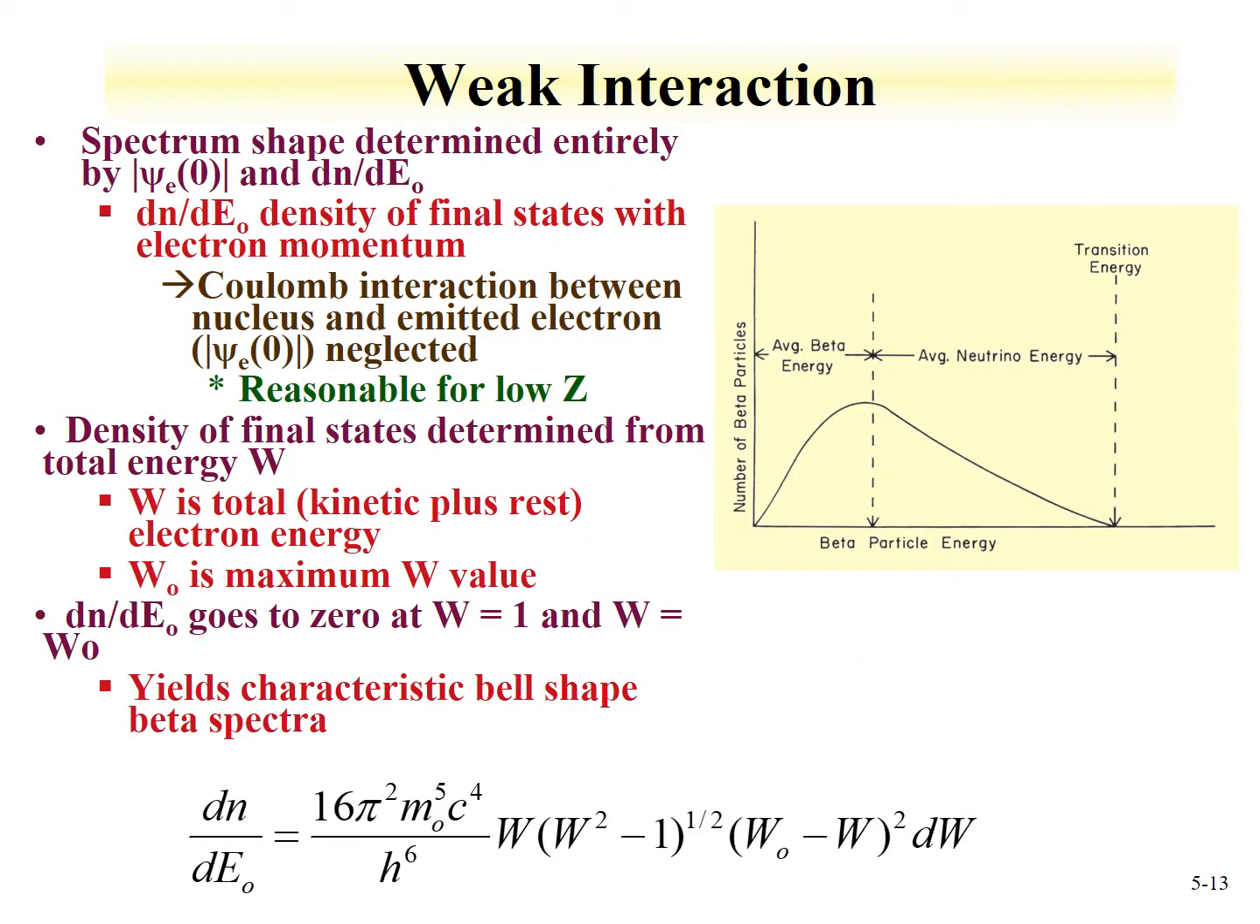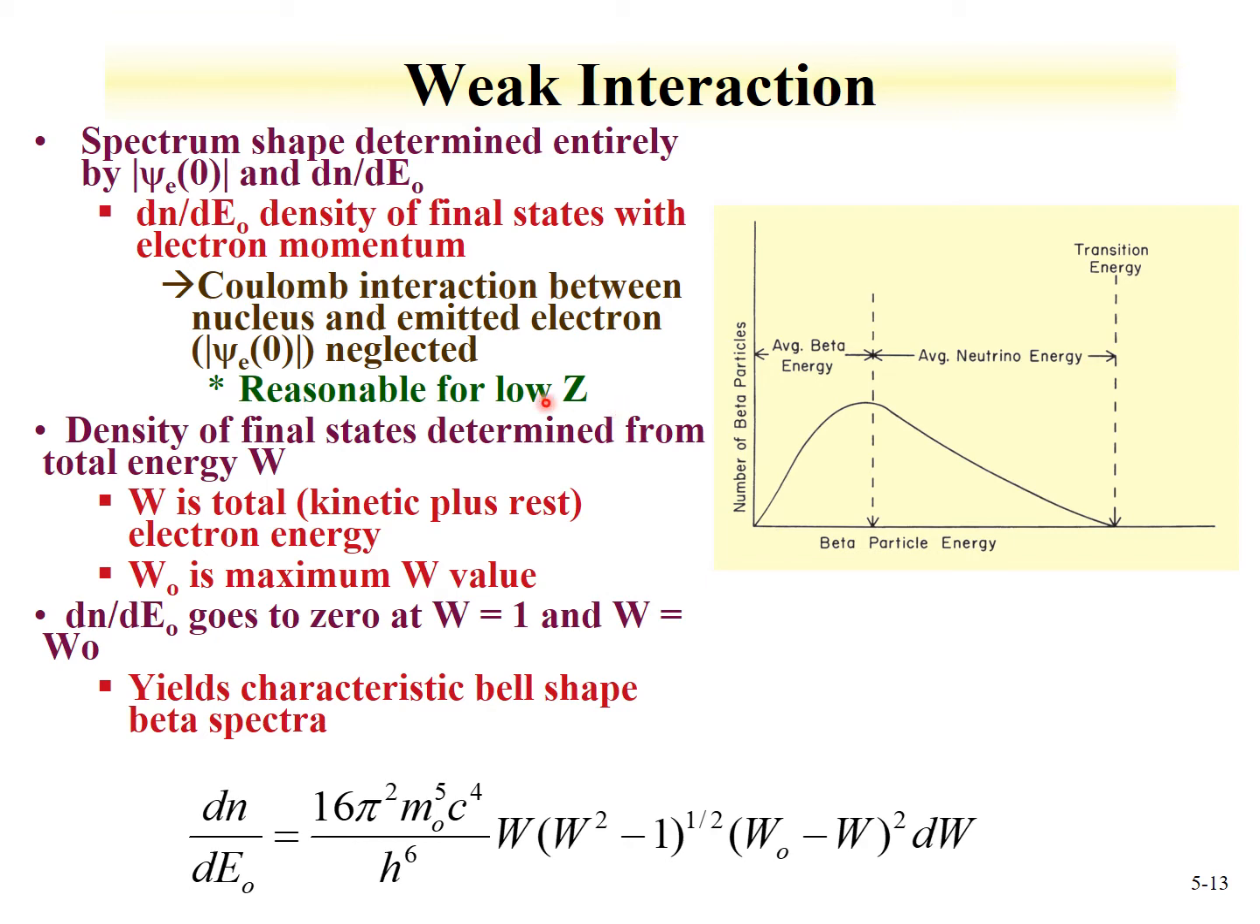The spectrum shape can be determined entirely from information related to the electron and the density of states. We're going to use that to get our typical bell-shaped curve. This is for energy. The one we showed earlier was for momentum. However, this equation does neglect the Coulomb interactions between the nucleus and the emitted electron or positron. This is a reasonable assumption for low Z. However, at high Z, it's not true. The nucleus will have an impact on the energy of the particle emitted from the nucleus.